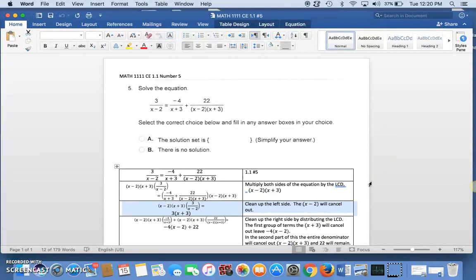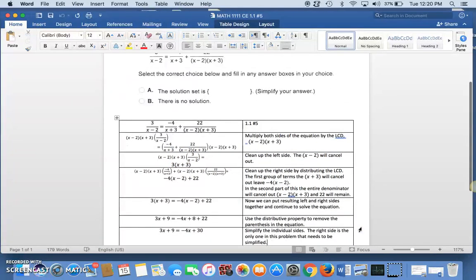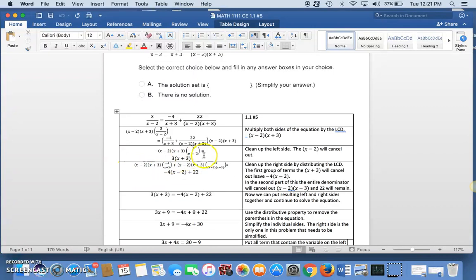So right here, we have cleaned up the left side. And what happened? We multiplied it there. The x minus 2 is canceled. That 3 on top is left, and an x plus 3. Okay, then you want to clean up the right side.